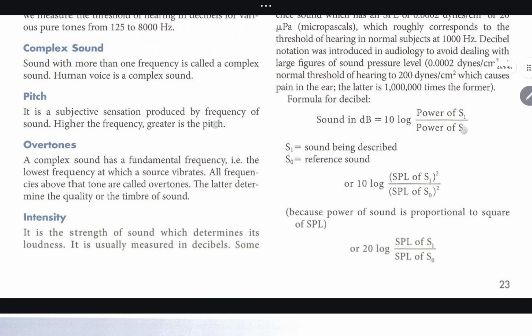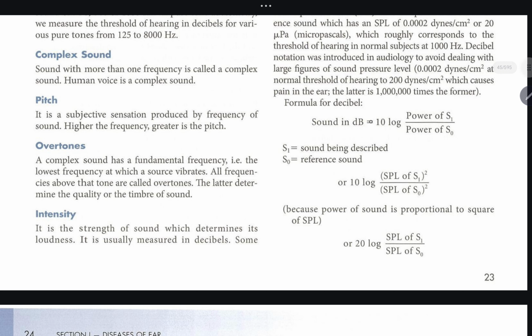Formula for decibel. Sound in decibel is 10 log power of S1 by power of S0, S1 being the sound being described and S0 the reference sound, or 10 log SPL of S1 square by SPL of S0 square, because power is proportional to square of SPL, or 20 log SPL of S1 by SPL of S0.